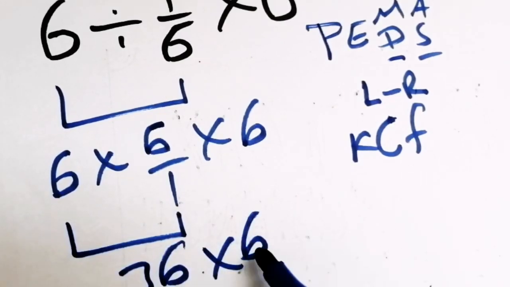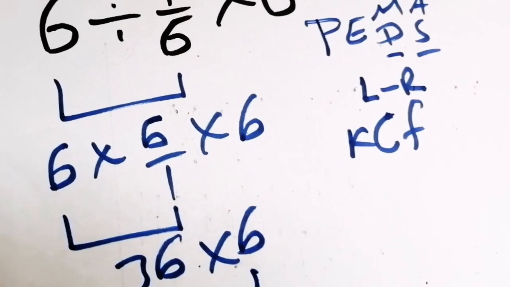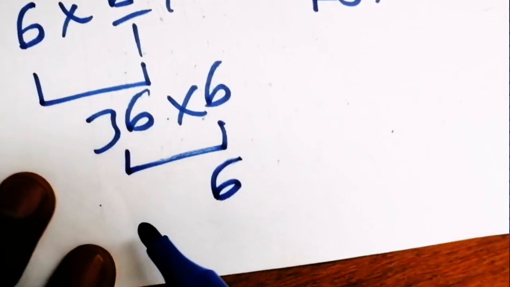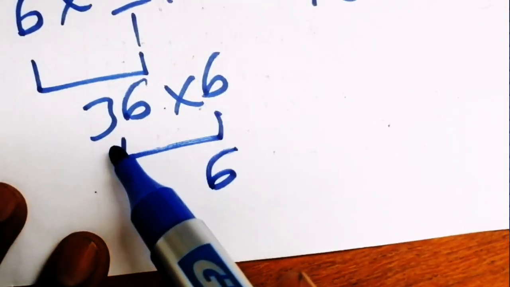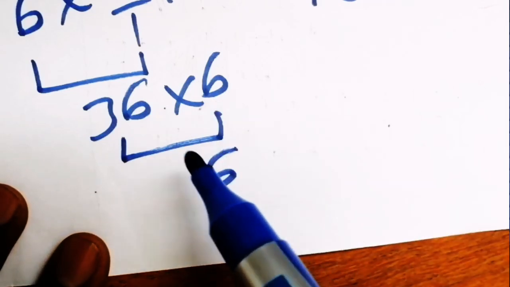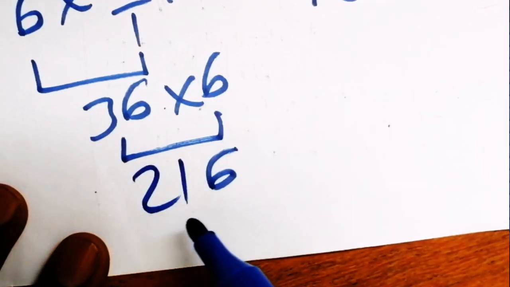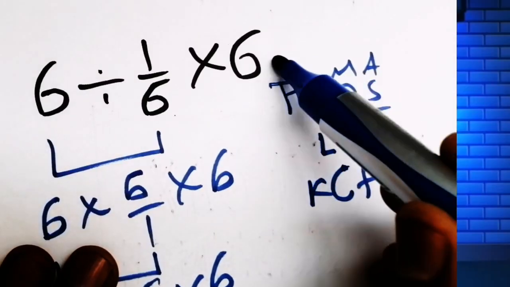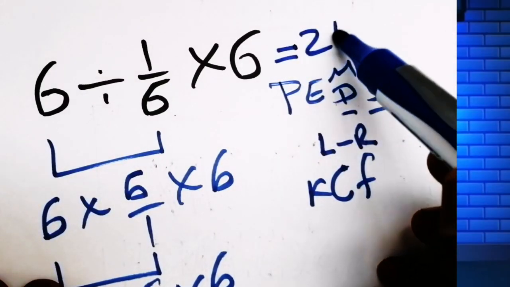36 times 6 means 6 times 6, which equals 36, remainder 3, and 6 times 3, which equals 18, plus together with 3, which equals 21. Therefore, the correct answer is 216. Therefore, the correct answer of this problem equals 216.